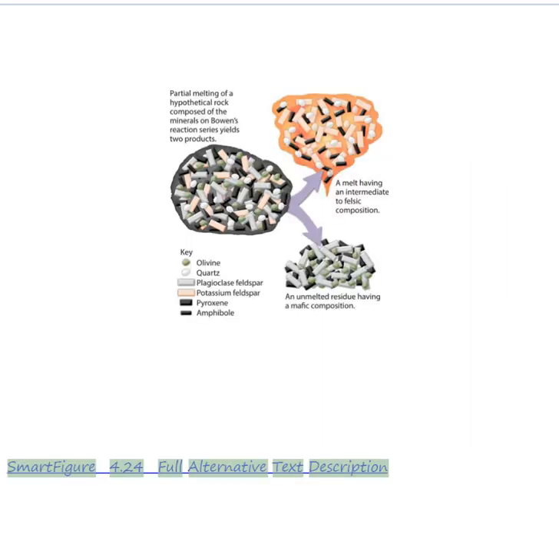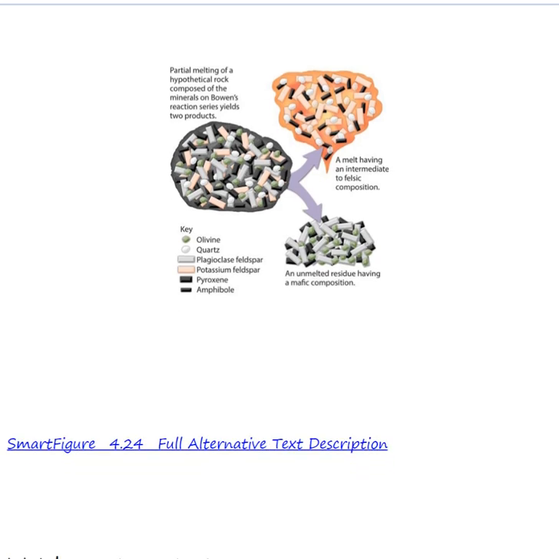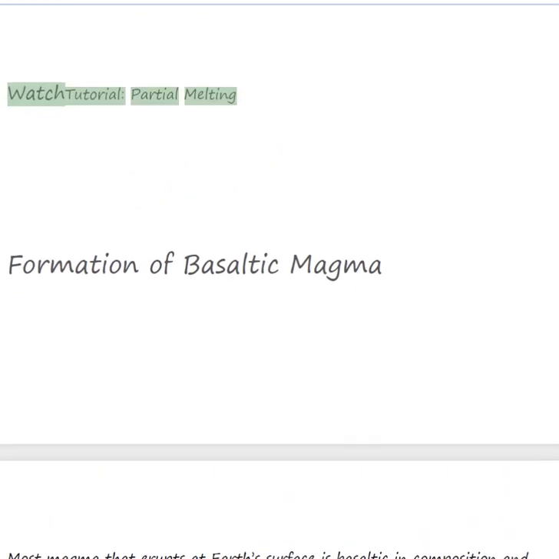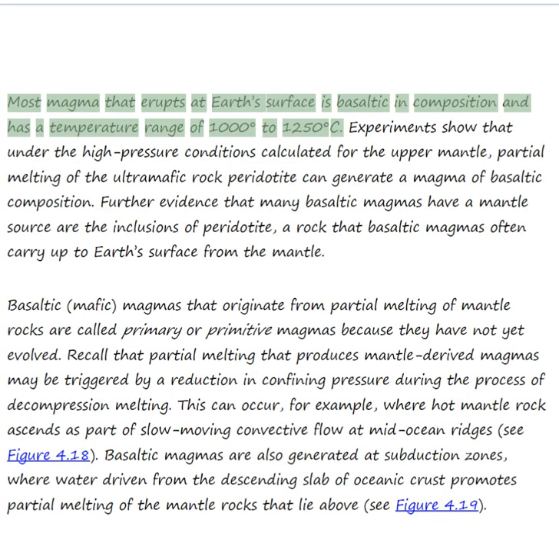Smart Figure 4.24 Full alternative text description. Formation of basaltic magma. Watch tutorial, Partial melting. Most magma that erupts at Earth's surface is basaltic in composition and has a temperature range of 1000 degrees to 1250 degrees Celsius.